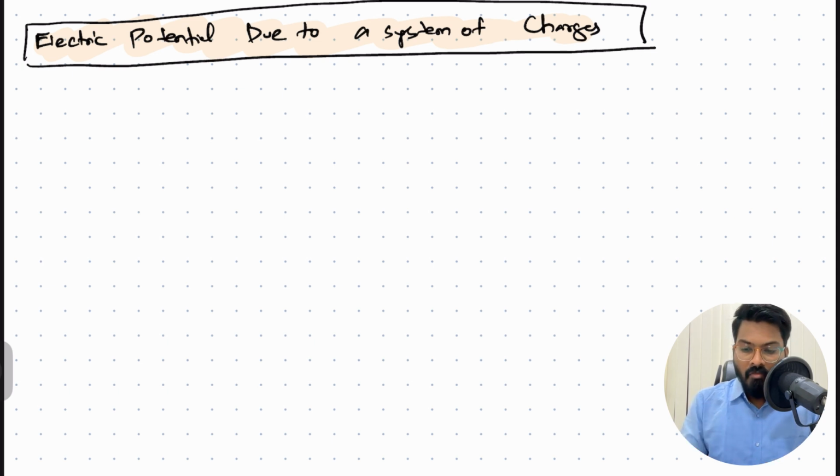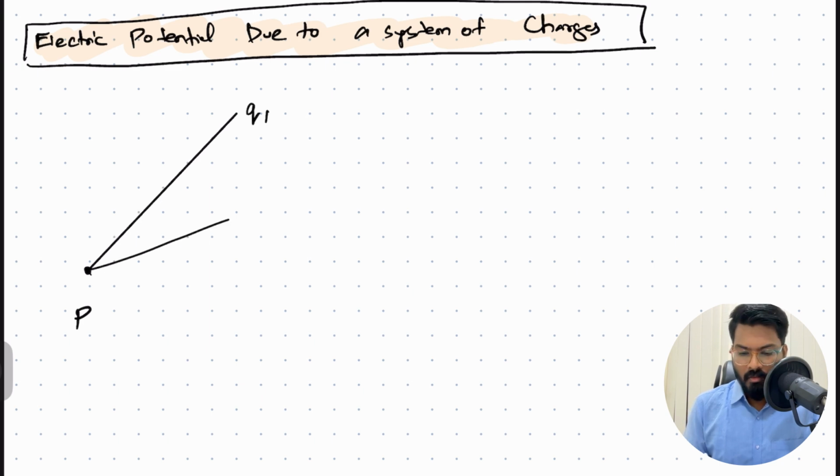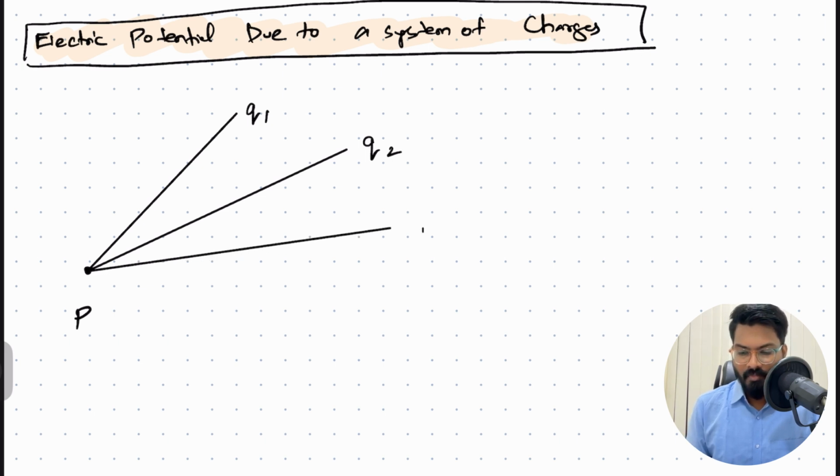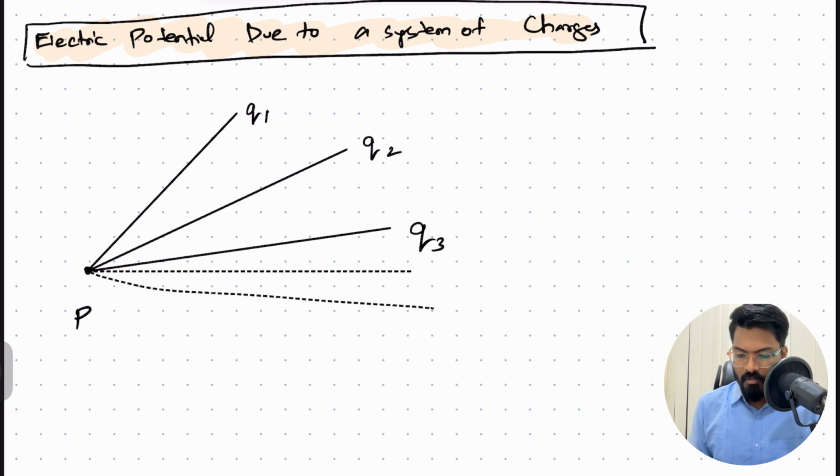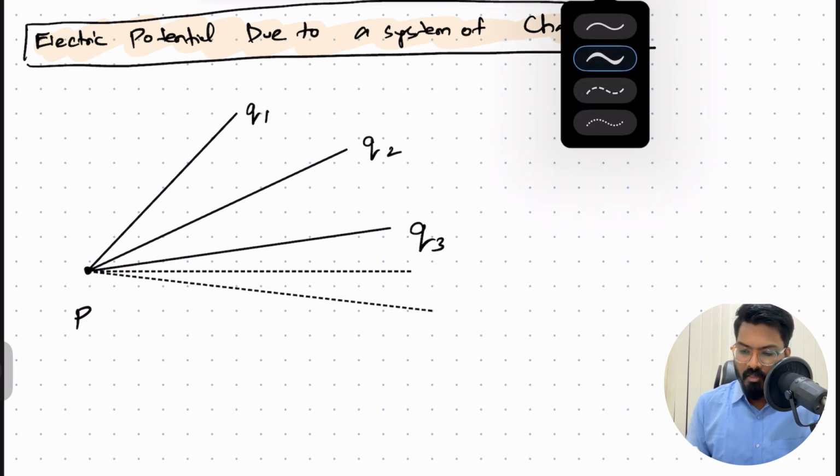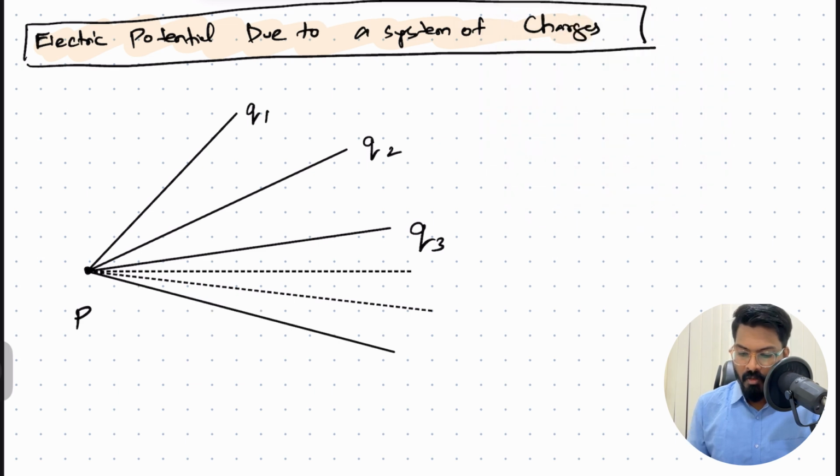In this case, we are considering a point P. Now this point P is surrounded by multiple charges. Now let's imagine there is this charge Q1, Q2, Q3, and we keep going. We can keep going on with multiple charges. So let me show you. There are infinite charges like that. Okay, so let's say we go on up to Qn.